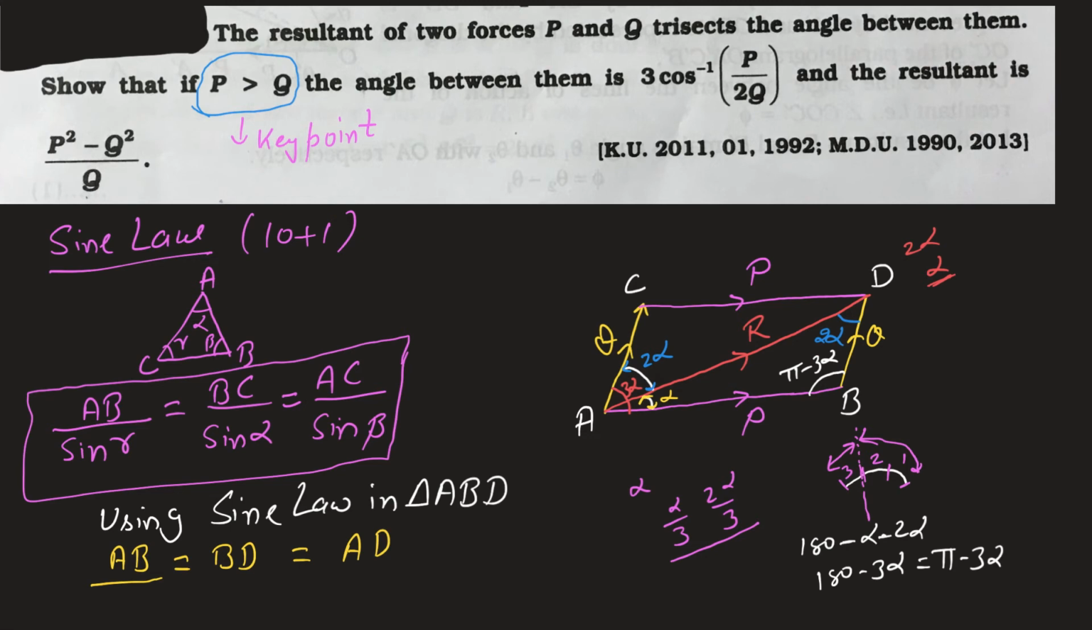So this will be sine 2 alpha. Now, the angle opposite to BD, what will it be? It will be alpha, so it will be sine alpha. Now the angle opposite to AD is pi minus 3 alpha, so this will be sine of pi minus 3 alpha. I think I am clear in writing this.